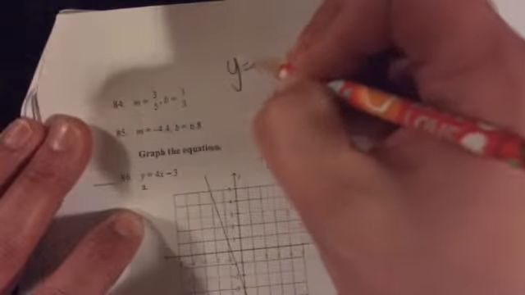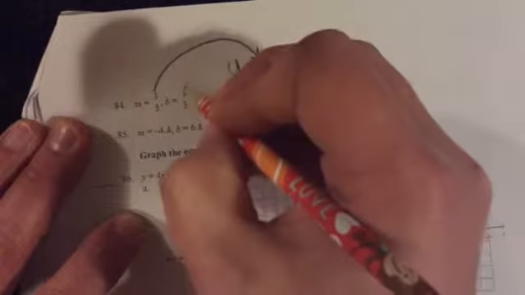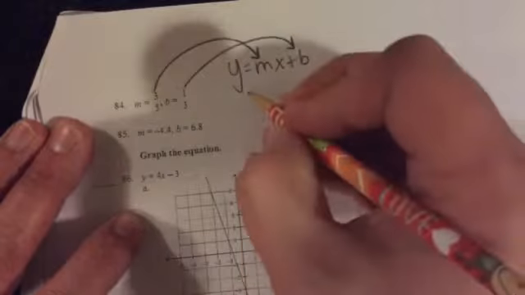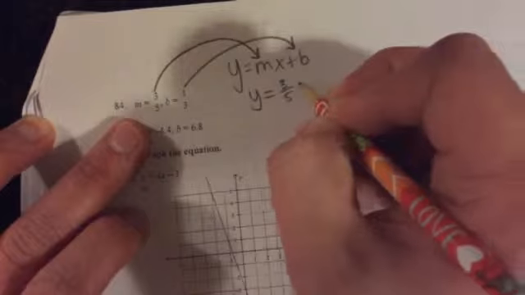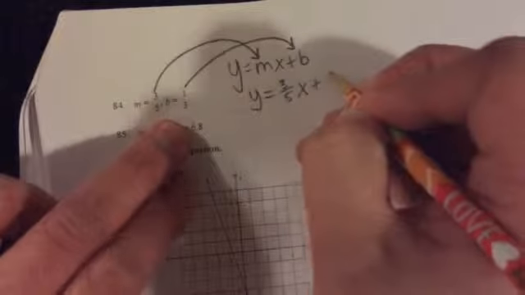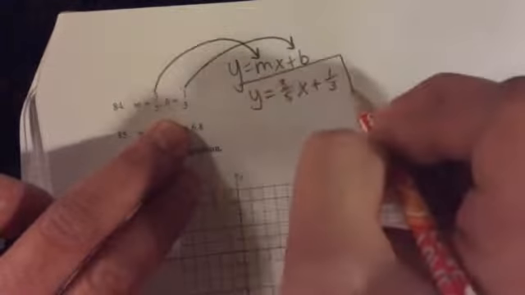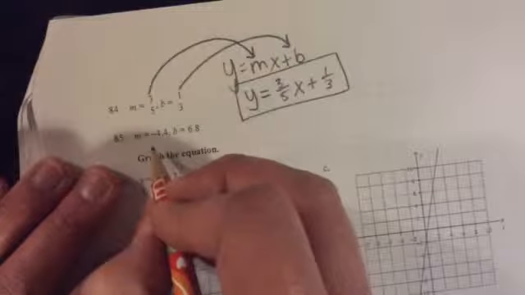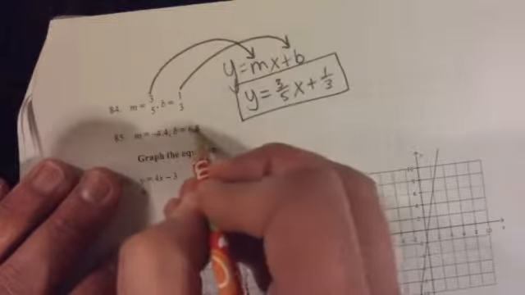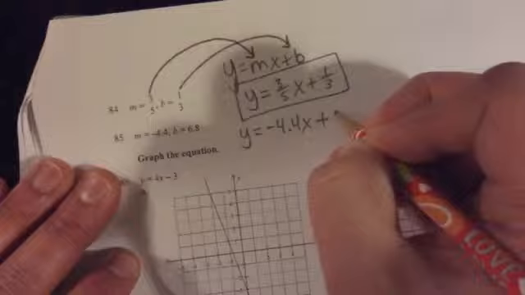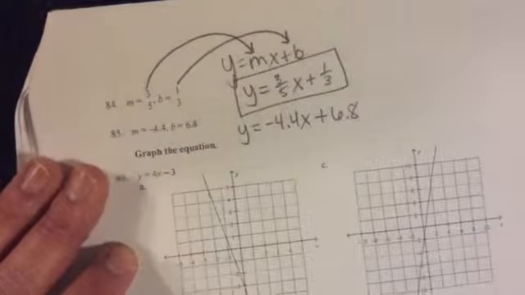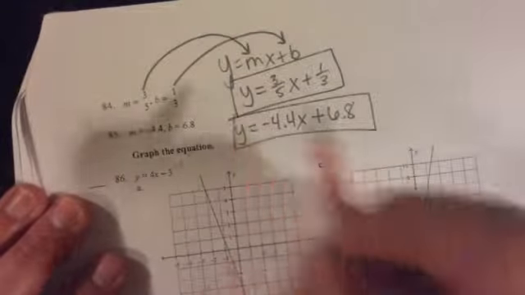Again, our equation is y equals mx plus b. Our m is going to go here before the x, and our b is going to go here. Again, it can be a fraction. Y equals our m, 3/5. Keep our x, plus 1/3. Again, our m goes next to the x, and our b stays at the end, so we're going to go y equals -4.4x plus 6.8. That's our equation for that line.